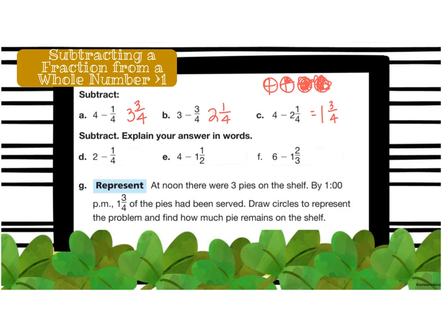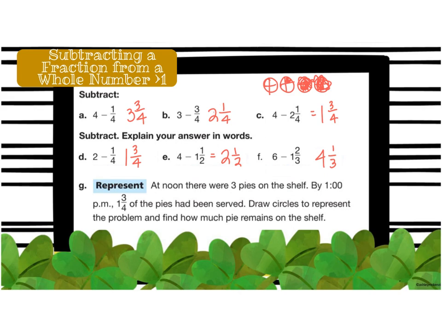Okay, 2 minus 1/4. What does that leave me with? 1 3/4. Very good. 4 minus 1 1/2. 2 1/2. Do we agree? You agree with yourself. That's good. Okay, and then F, 6 minus 1 2/3. We know it's going to be less than 5. 4 and what? Third. Very good.